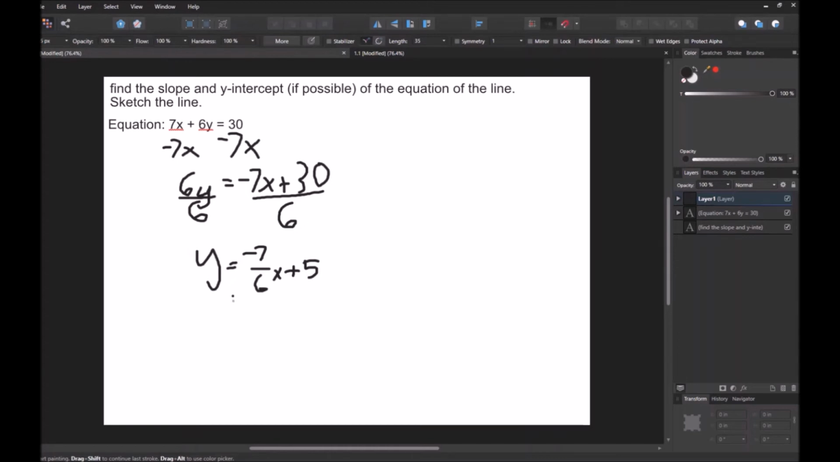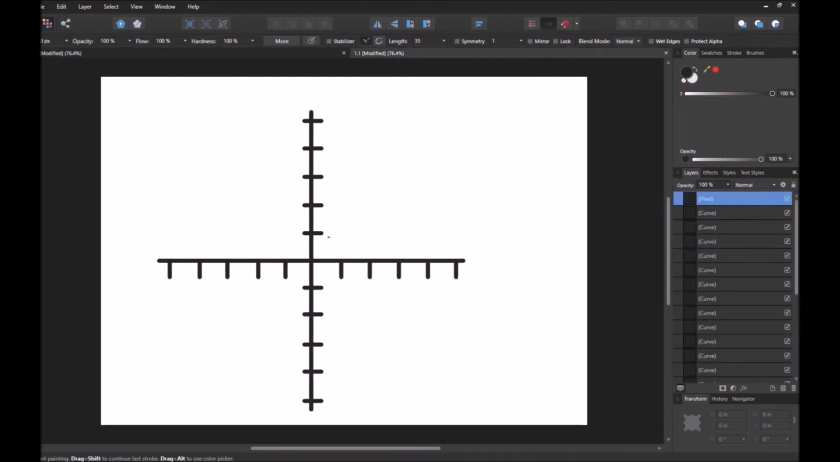And from here I know that my slope, my m value, will be the coefficient of x, so it's going to be negative 7/6, and my y-intercept, this b value, will be 5. So my y-intercept is going to be 0, 5. And then we can go to sketch the graph. So my y-intercept is going to be all the way up here.